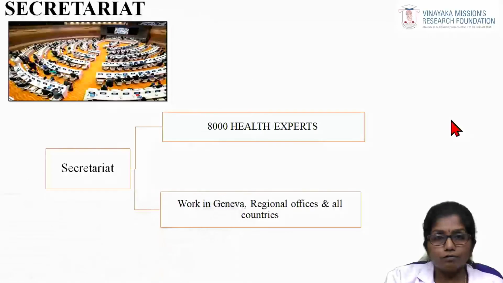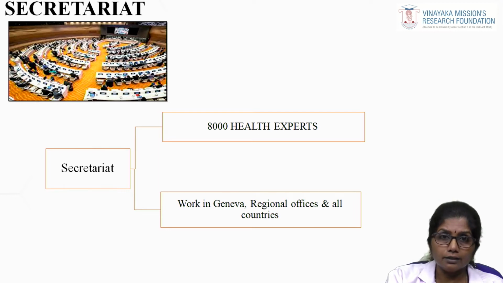The next level of structure is the Secretariat of the WHO, which has more than 8,000 health experts who are specialized in their field. Apart from that, the WHO Secretariat includes experts, staff and field workers. The role of these staff working in regional countries is to advise their ministries of health and other sectors on public health issues and provide support to plan, implement and monitor the health programs in their respective regions.